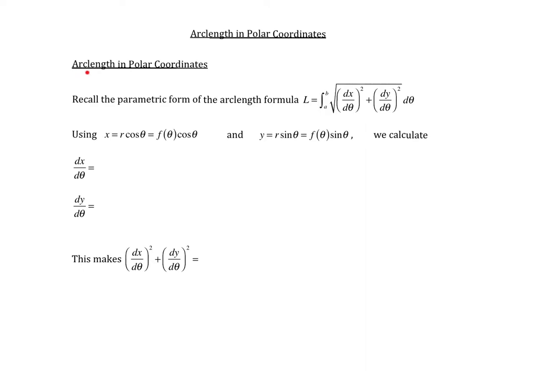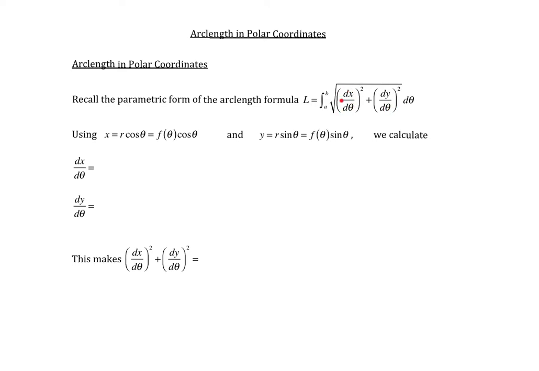Let's talk about arc length in polar coordinates. So recall that in, I think it was section 10.2, we talked about the parametric form of the arc length formula. And that looked something like this. We had the integral from a to b. Remember, theta was our parameter.